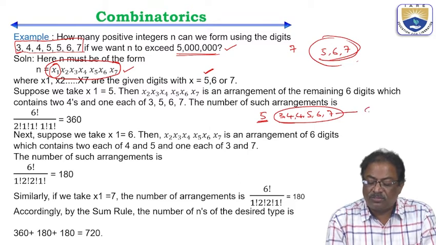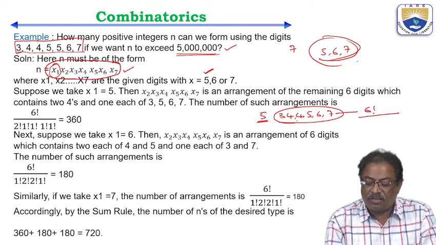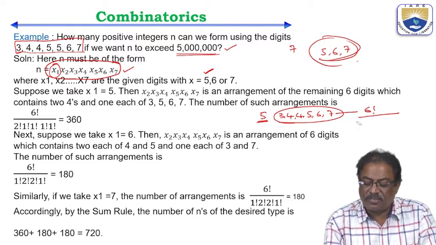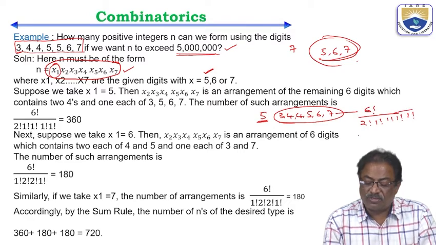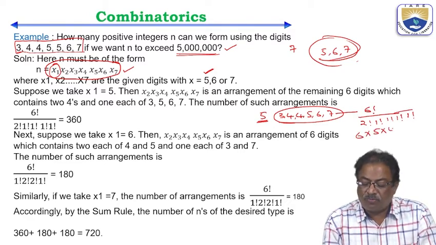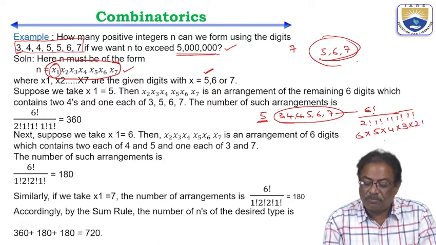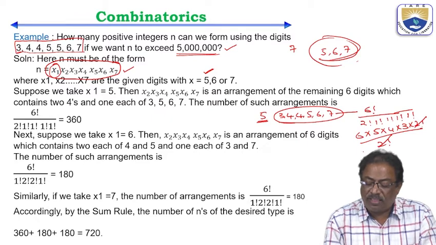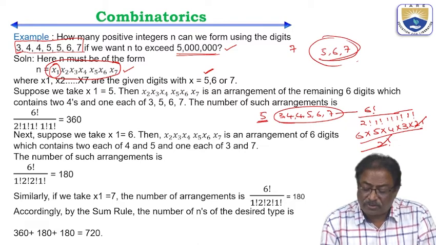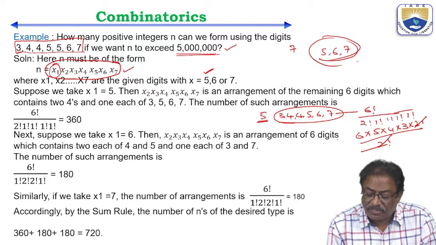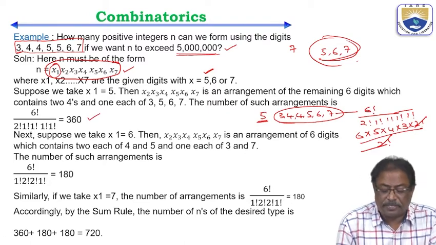There are 6 in number, so it is 6 factorial by 2 factorial, since 4 is repeated twice, and the remaining are not repeated. So this is 1 factorial, and the next 5 is also 1 factorial, 6 also 1 factorial, 7 also 1 factorial. So 6 factorial by 2 factorial. So these many ways. What is that value? 6 factorial by 2 factorial is nothing but 360. I am getting 360 here.